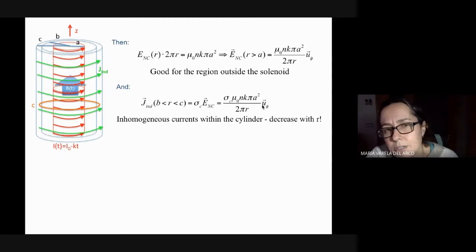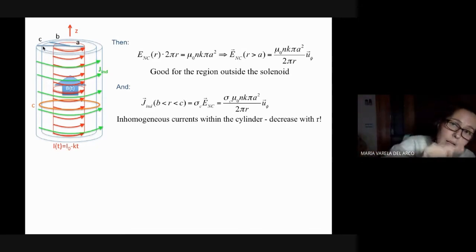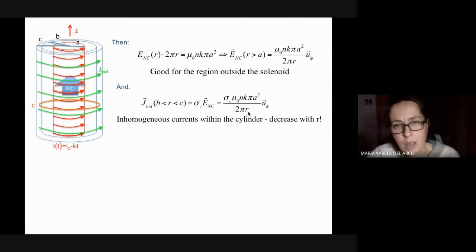Interestingly, realize that this current depends on 1 over r. The thickness of the cylinder is finite. The inner radius is b, the outer radius is c. So there will be a different amount of current flowing near b than near c. The current decreases with 1 over r, so it's not homogeneous inside the cylinder. There is a dependence on r, the distance to the axis, and we'll need to take that into account a bit later.